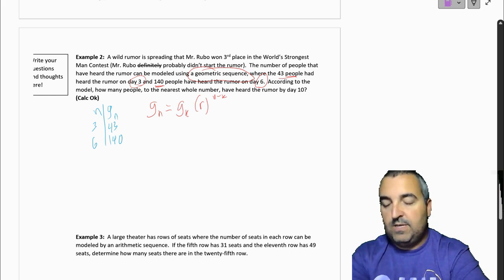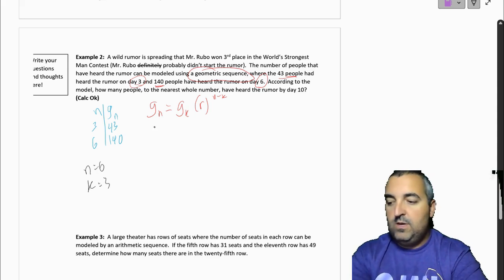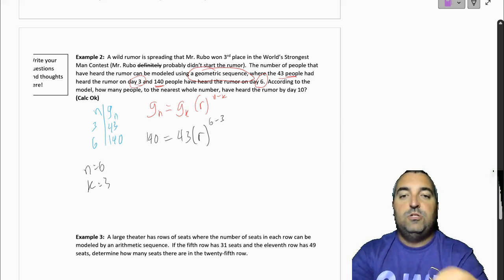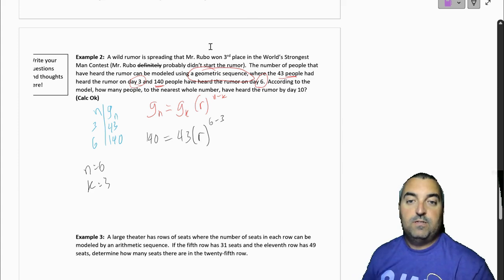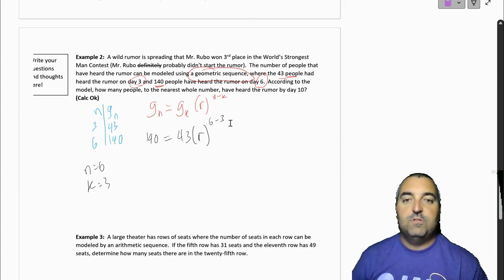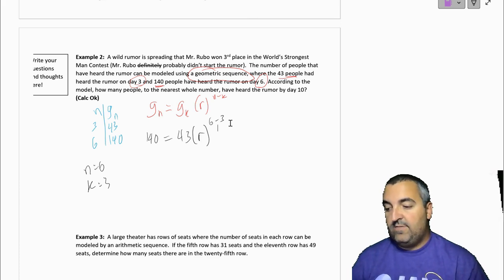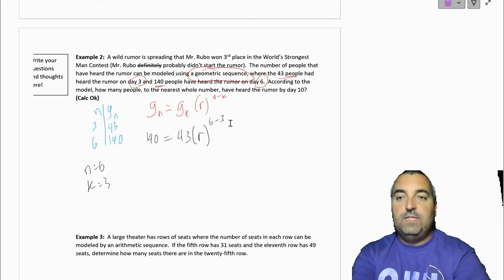So what I'm going to do is say my n is 6 and my k is 3, using these 2 points. So we're going to do g of 6, which is 140, equals g of 3, which is 43, times r, which we do not know, to the power of n minus k, where n is 6 and k is 3. I chose n to be the bigger value just because of the subtraction. I'd rather not deal with negative exponents. You can still solve it, it's just easier to not have to. So this is why this problem is calculator okay.